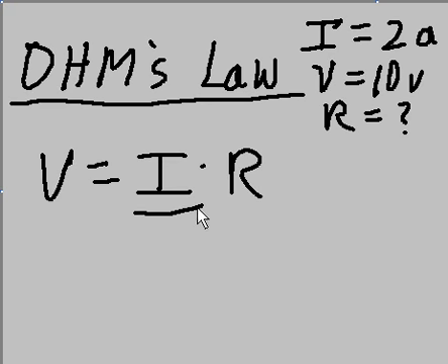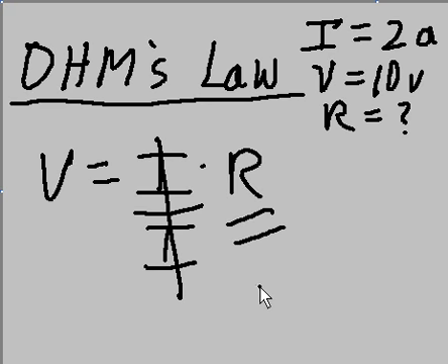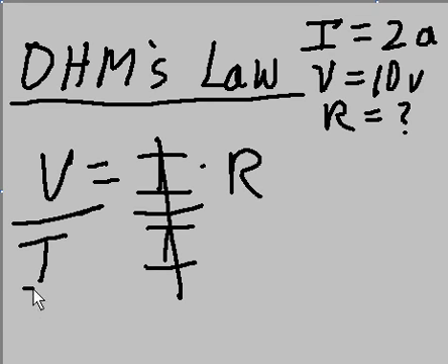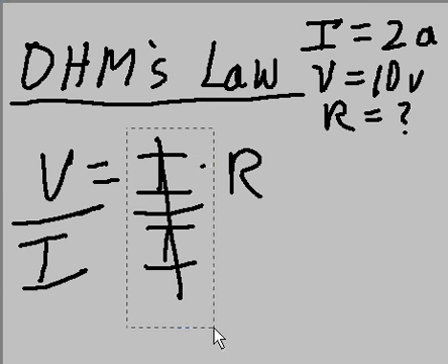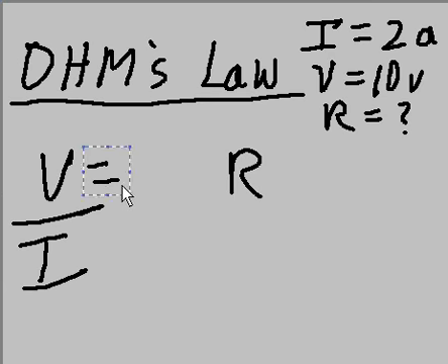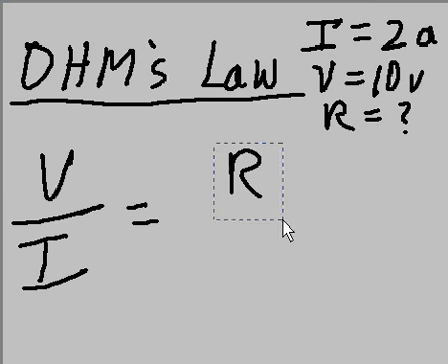So we divide both sides by I, cancels here, isolating R. But we have to divide the other side by I also. So now what does this give us? This gives us V over I equals R.